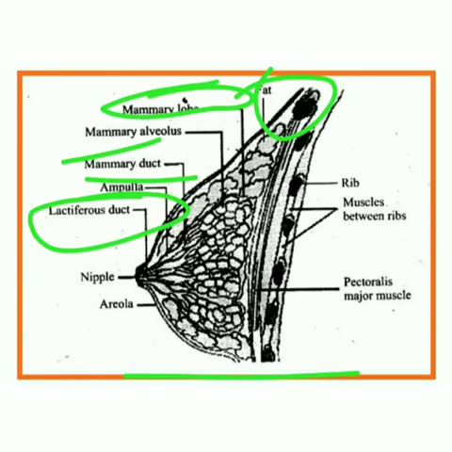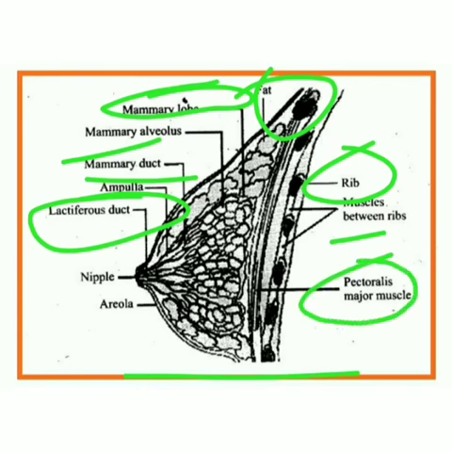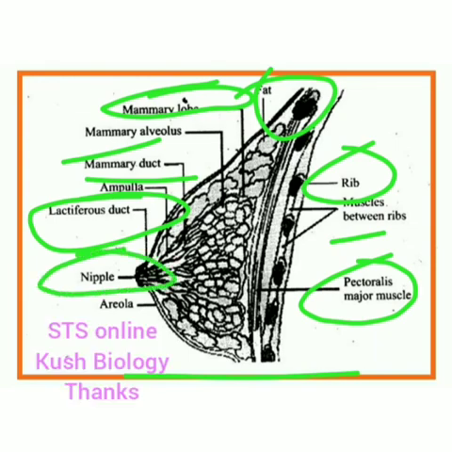You can see here, this one, rib muscles. Here, muscles between ribs. This one, pectoralis major muscles. This one, nipple. Here, areola, the air-filled cells or tissue. This is all about mammary gland.